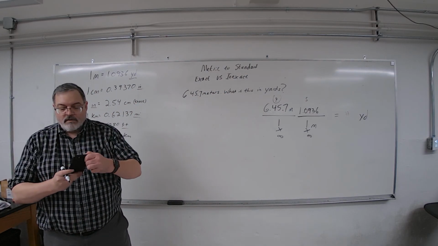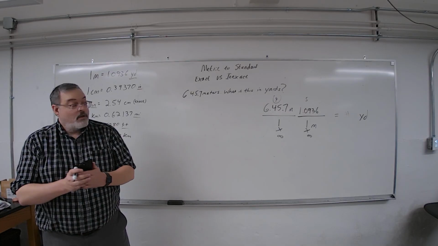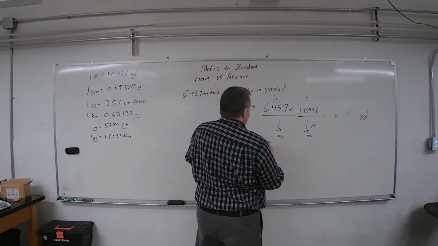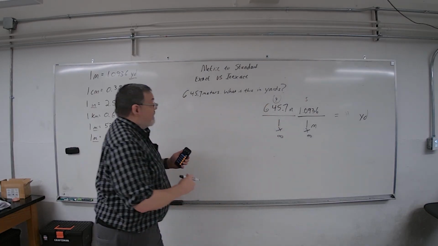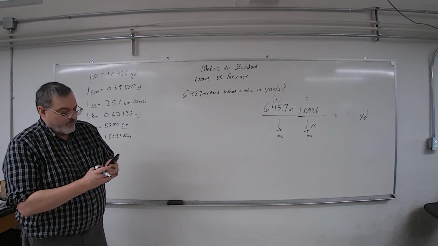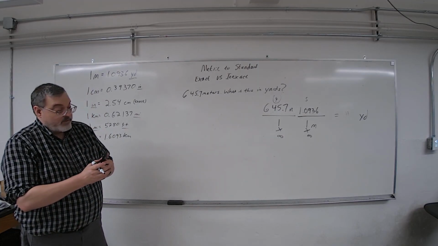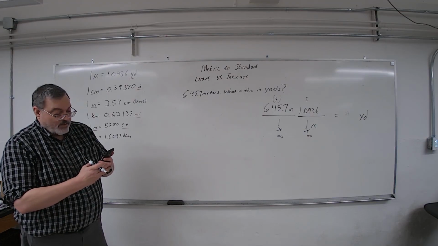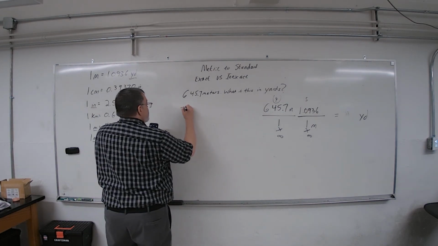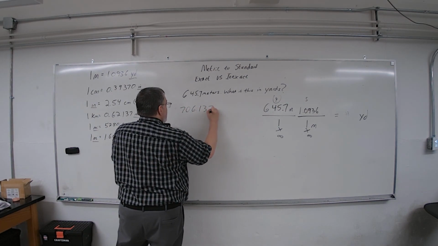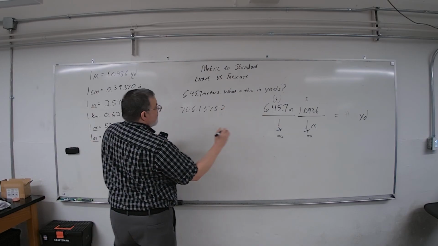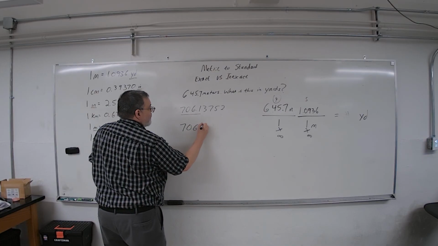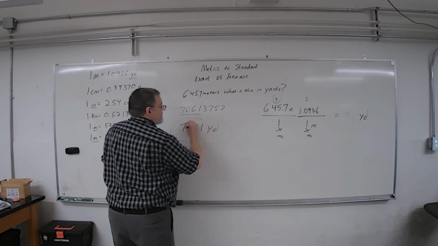You follow that? 645.7. 1.0936. My calculator says 706.1... I want 4 significant figures, so it's these. The 3 does not round to 1, so 706.1 yards. That's the answer.